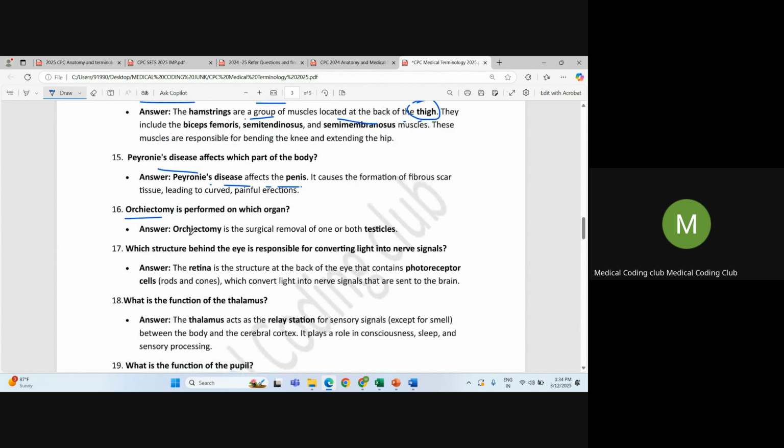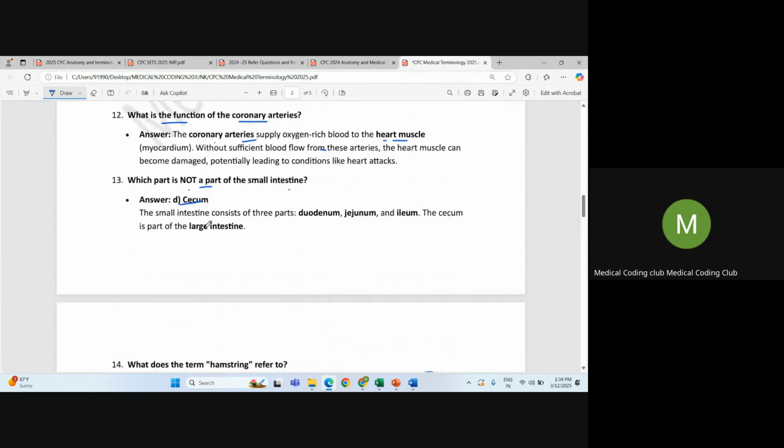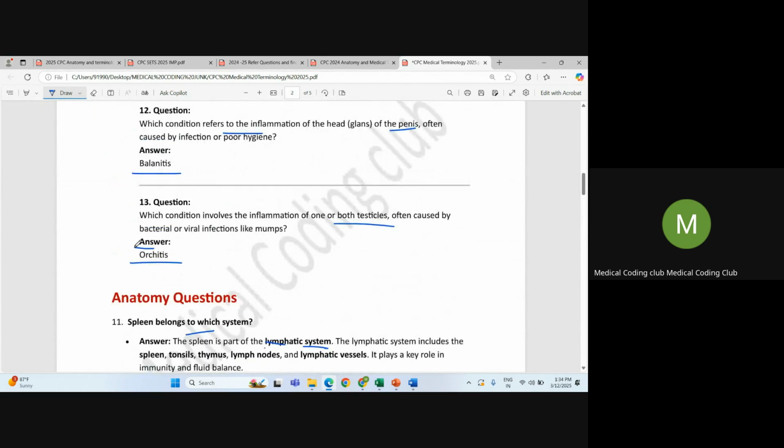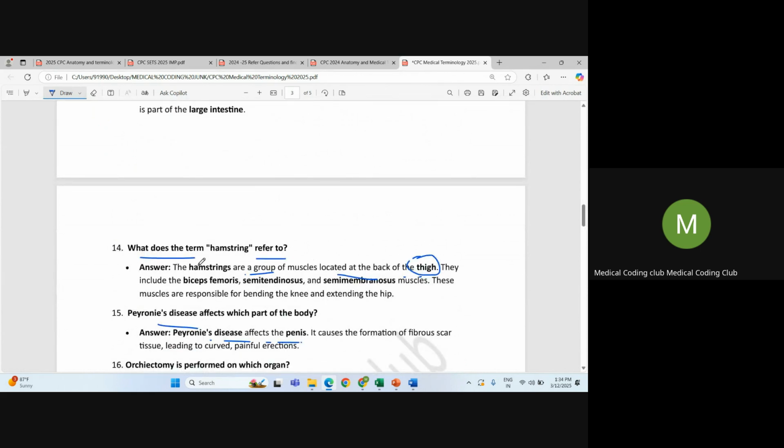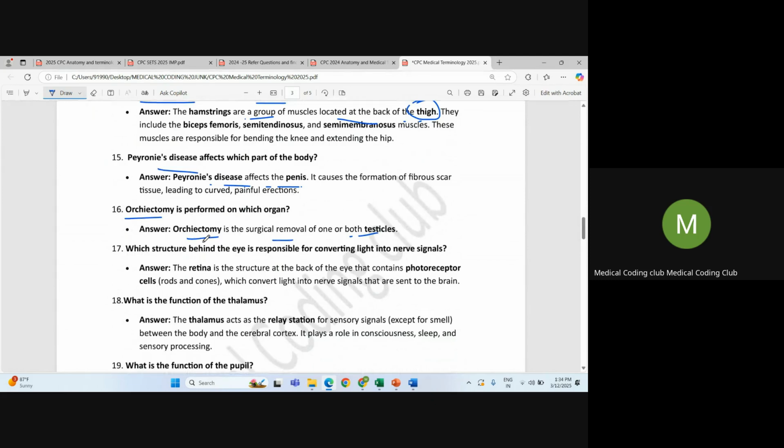Orchiectomy. So orchiectomy is a surgical removal of both testicles. Previously we have seen the inflammation of testicle is called orchitis. And coming to the word orchiectomy, ectomy means removal. So here it means surgical removal of both testicles.